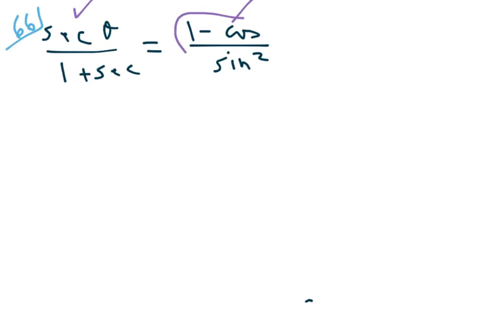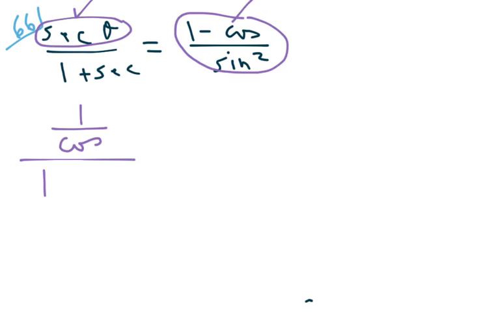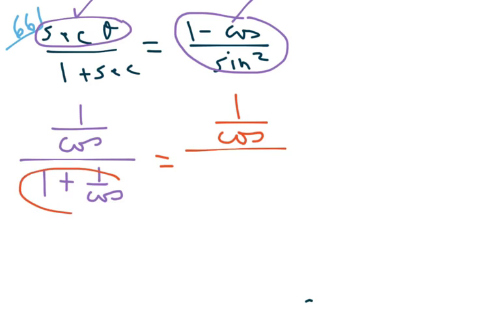Since this is all in terms of cosine and sine, I'm going to write this in terms of cosine over here. So for 66, I'm going to write this is 1 over cosine, this piece, and this is going to be 1 plus 1 over cosine. Now I'm going to keep this here and have a common denominator here. For this, my common denominator is cosine, so that's going to be cosine plus 1. So we have cosine plus 1 over cosine.